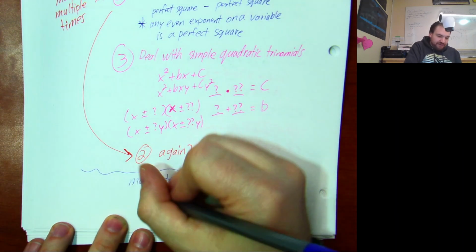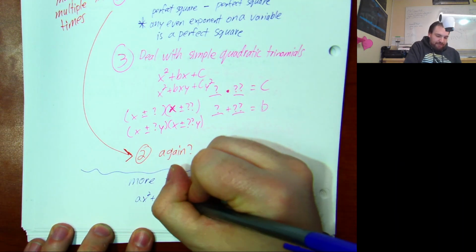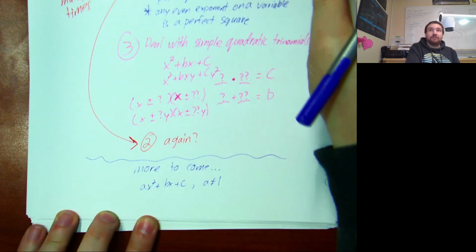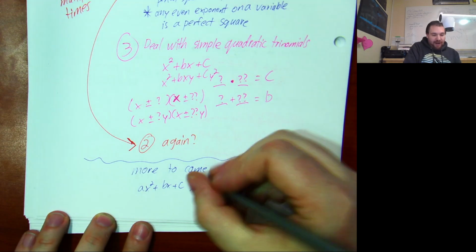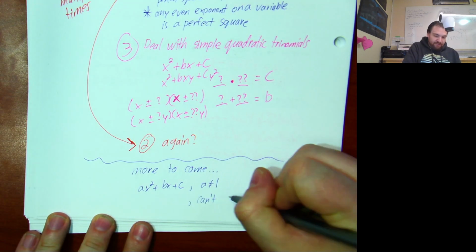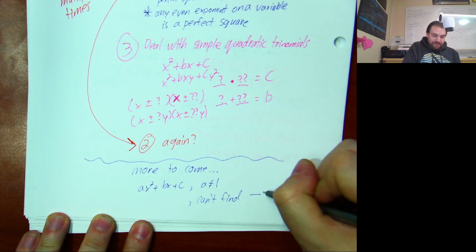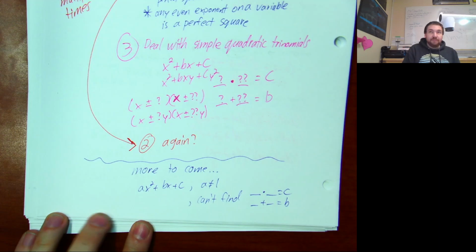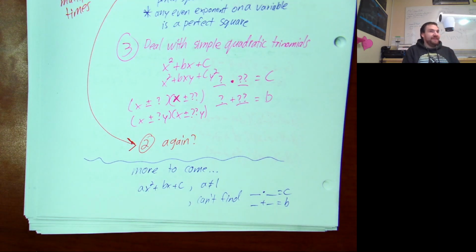Something like this: ax squared plus bx plus c, where a is not equal to 1. Or perhaps you can't find this, multiplying to c and adding to b. What do you do in these cases? Those are techniques you're going to look at next year. And like I said, the way it's currently looking, you'll do that with me, assuming you're taking Pre-Calc 10. We'll do that next year.